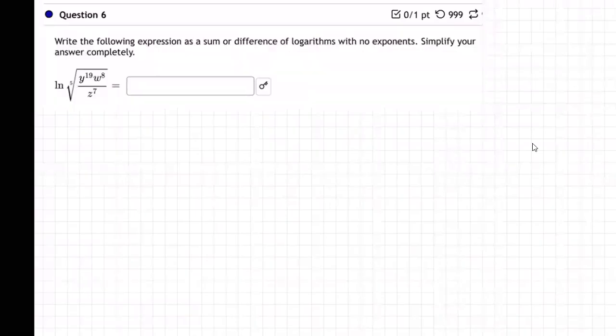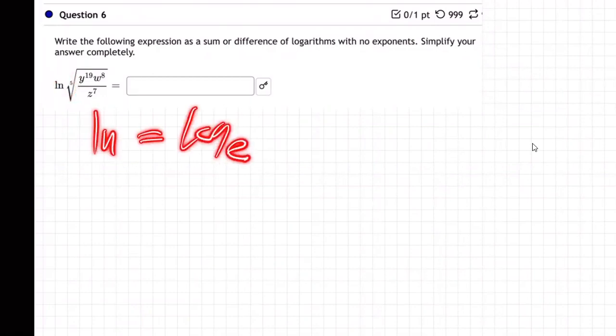Okay, so they're giving us this logarithm. Now it's a natural log, but it doesn't matter. It's the same thing. ln, or if they write log, whatever, the rules are the same. ln is just log base e, so all the rules are the same, no difference. Okay, so what do they want us to do?